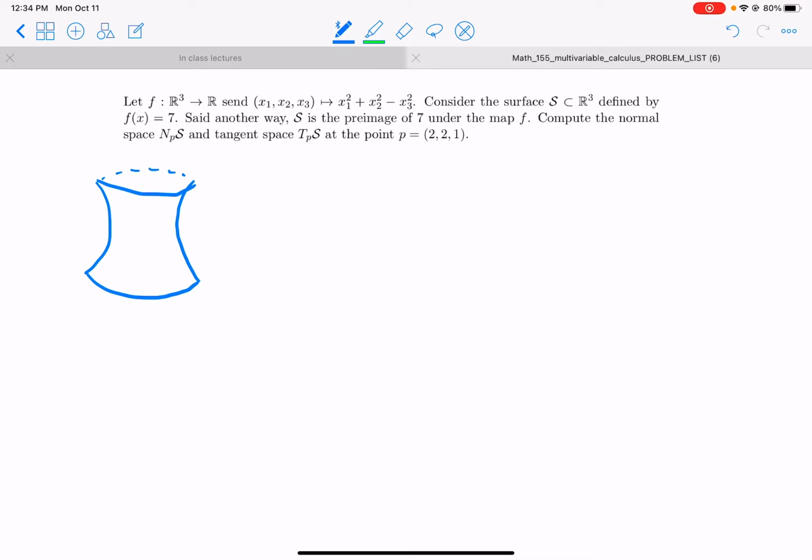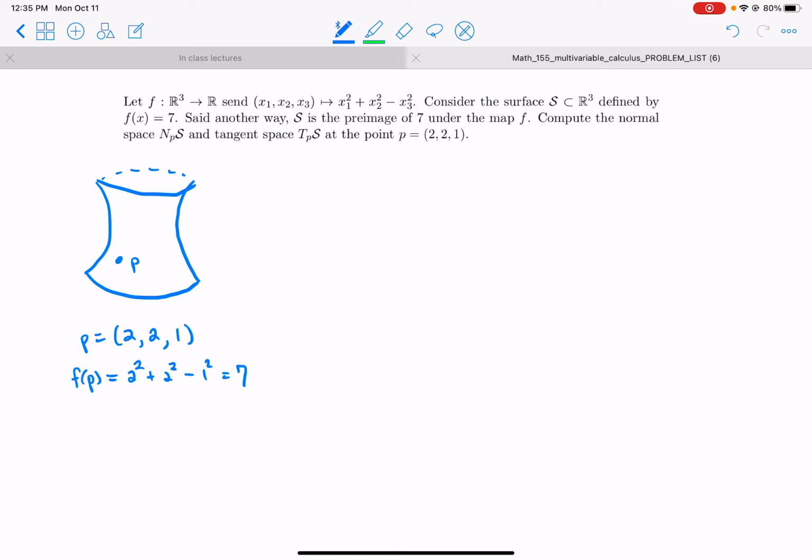And somewhere on there is the point P. P equals the point 2, 2, 1. And when we plug it in, we get 7. So f of P equals 2 squared plus 2 squared minus 1 squared, which is 7.